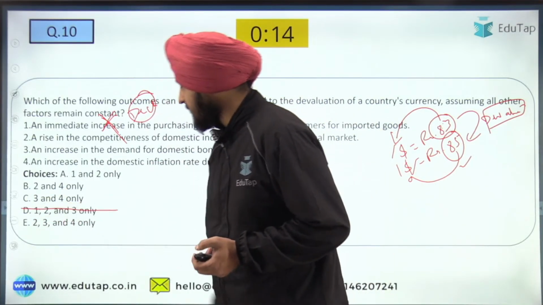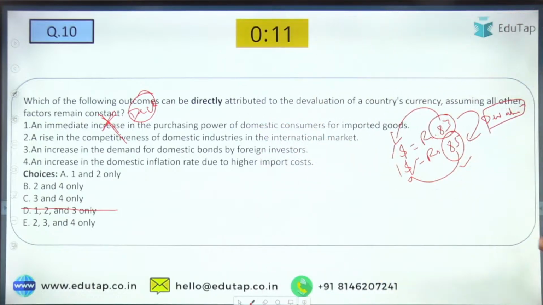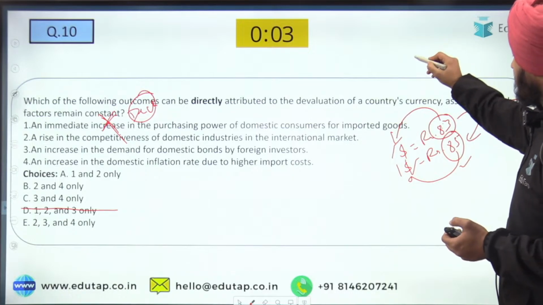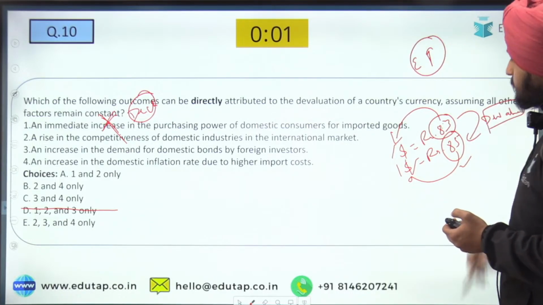Fine, because it includes option A. Then option B: a rise in the competitiveness of domestic industries in the international market. So yes, of course, as a result of devaluation, what is going to happen? Our exports are going to increase. Why are the exports going to increase?